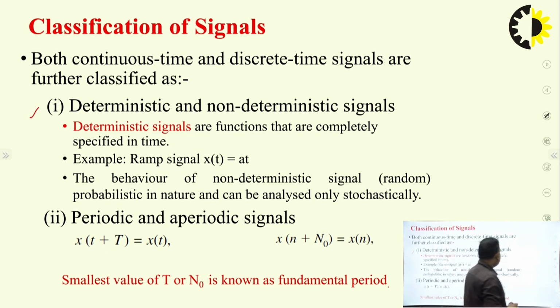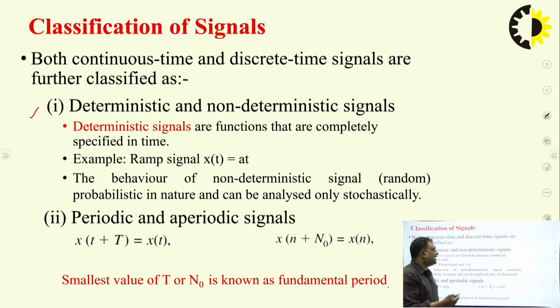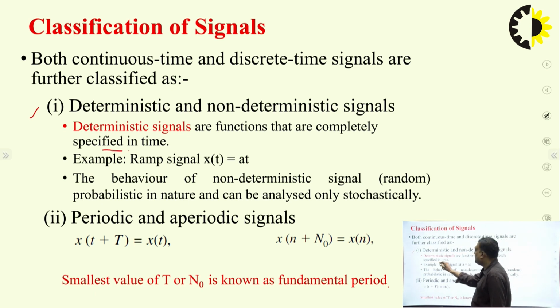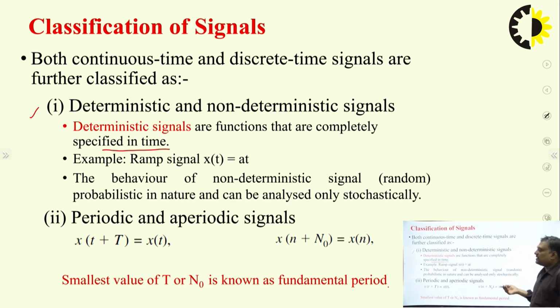Deterministic signals are those signals which are defined over time. You can say the value of these signals can be specified in time, or we can calculate the value of the signal at any time instant. Examples are the unit step signal, ramp signal, etc. So these are deterministic signals.